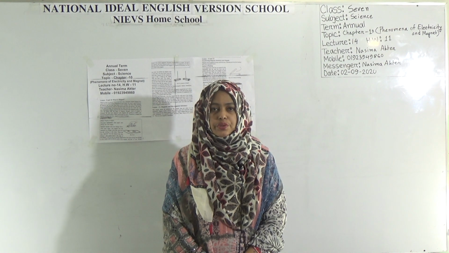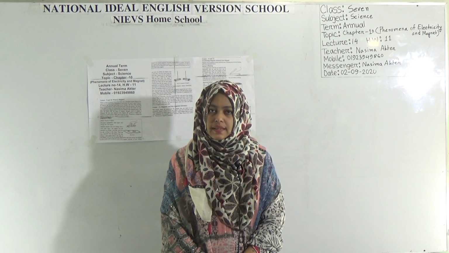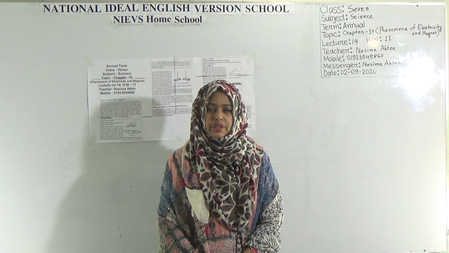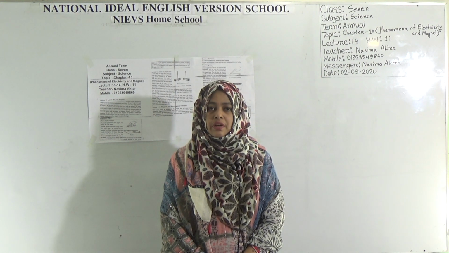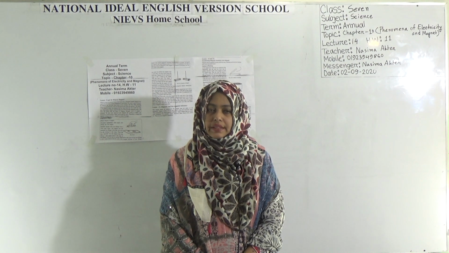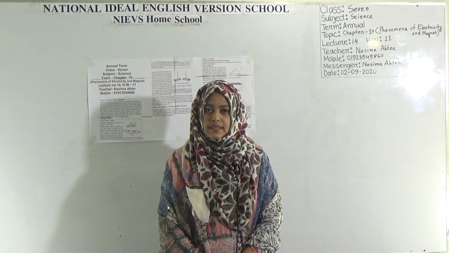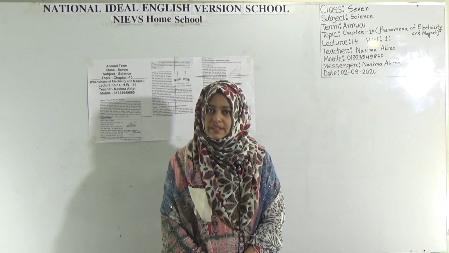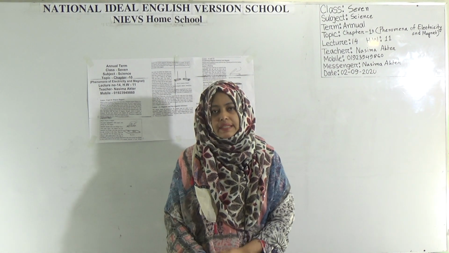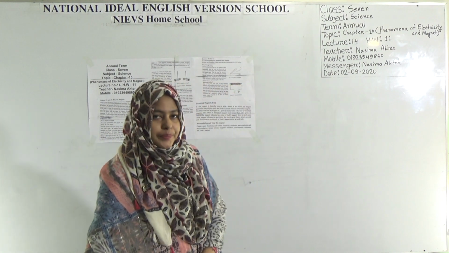Dear student, today I am going to take a science class for class 7 student. Our today's topic is chapter 10, Phenomena of Electricity and Magnet. We have already discussed the electricity part of this chapter and today we will discuss magnet. Let's see today's topic properly.